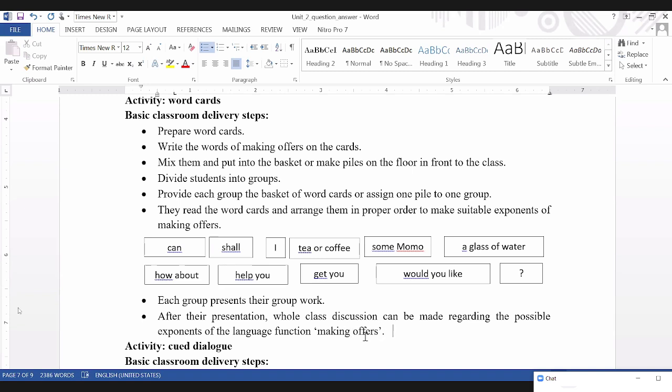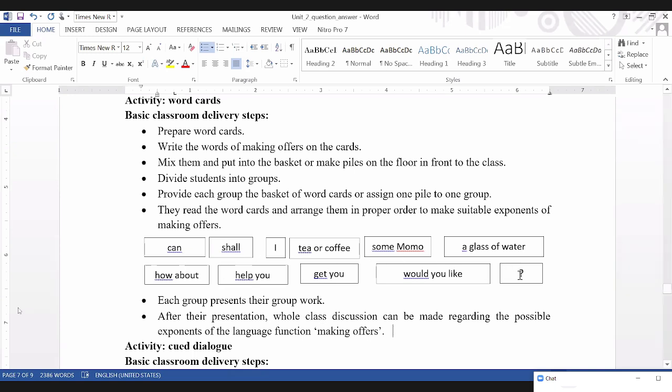So our fundamental objective is what students should be able to form. Students should be able to make exponents using different words or different notions. We said earlier, what are the elements of exponents of language function? The elements are function, then situation, then the notion, ideas, structures, words, patterns. So these three things altogether make the exponent.